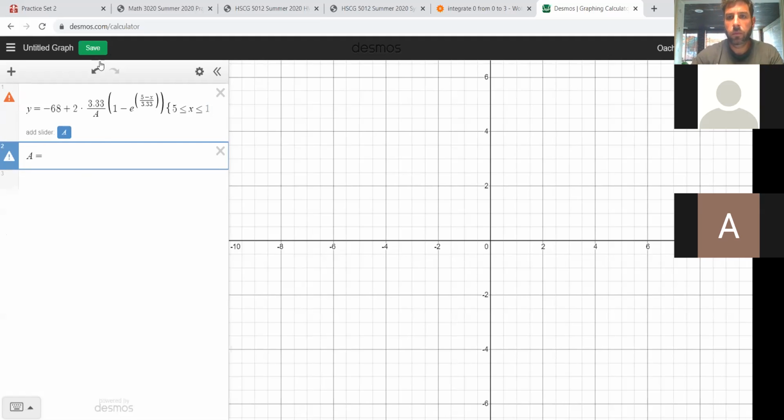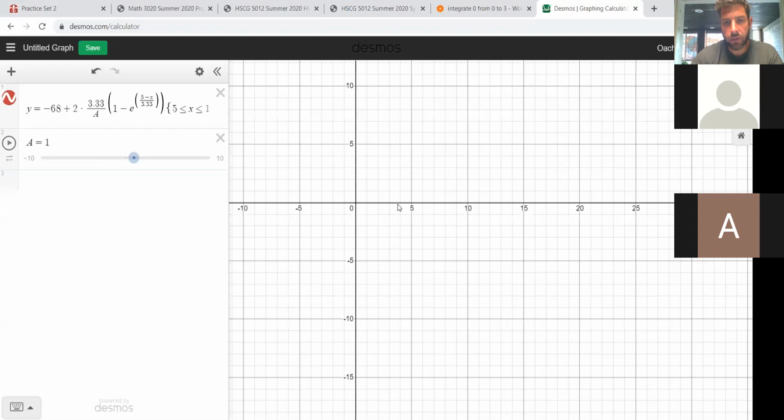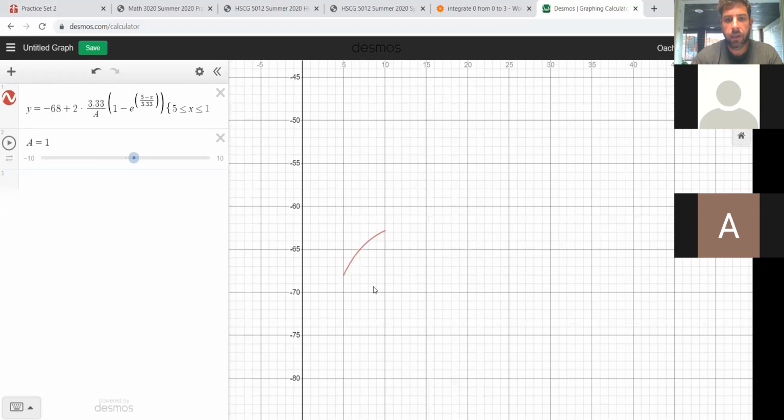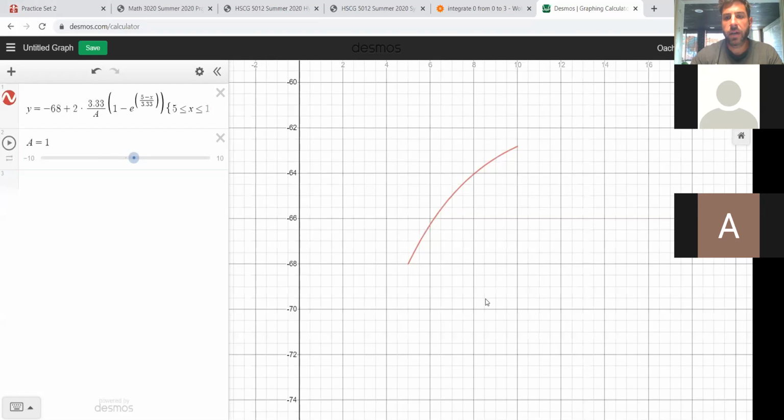Give me one second, I don't want to misspeak. I mean, it doesn't really matter. Let's just say, for the heck of it, let's just call it 1 for now. It's not going to hurt anything. We'll adjust that in a second, but let's look at what the graph looks like. Notice you don't see it, but of course you don't, because it's going to start down here at negative 68, right? So look at the shape of this graph.